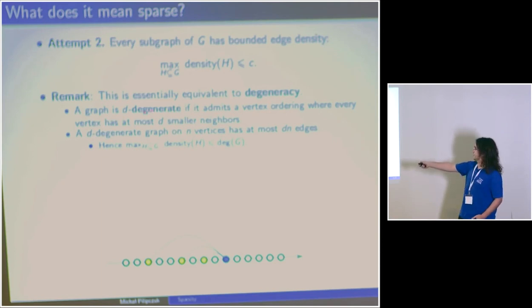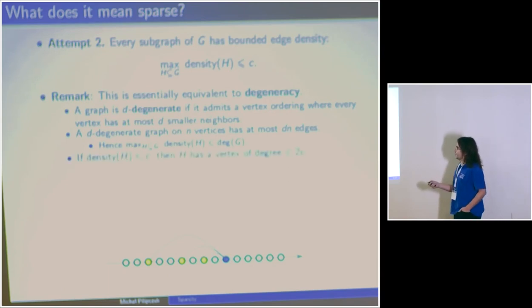Yes? So this thing is actually bounded from above by the degeneracy of a graph. On the other hand, if I have a subgraph H and its edge density is at most C, then the average degree is at most 2C, by what we said. So it must have a vertex of degree at most 2C.